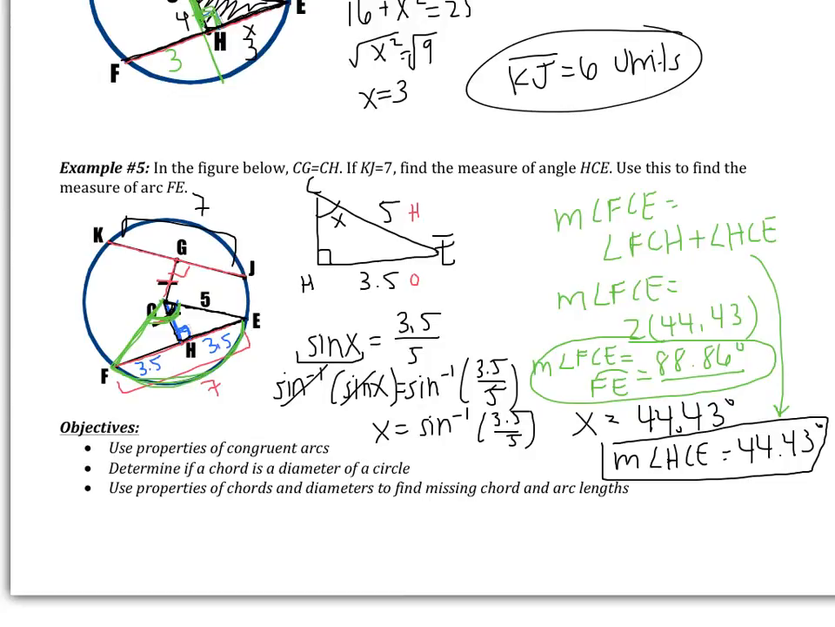We wanted to determine if a chord is a diameter of a circle. The way we did that is a chord is a diameter if it bisects the chord and is perpendicular. And then we used properties of chords and diameters to find missing chord and arc lengths. So that was the idea that if two chords are equidistant from the center, then they're going to be congruent.